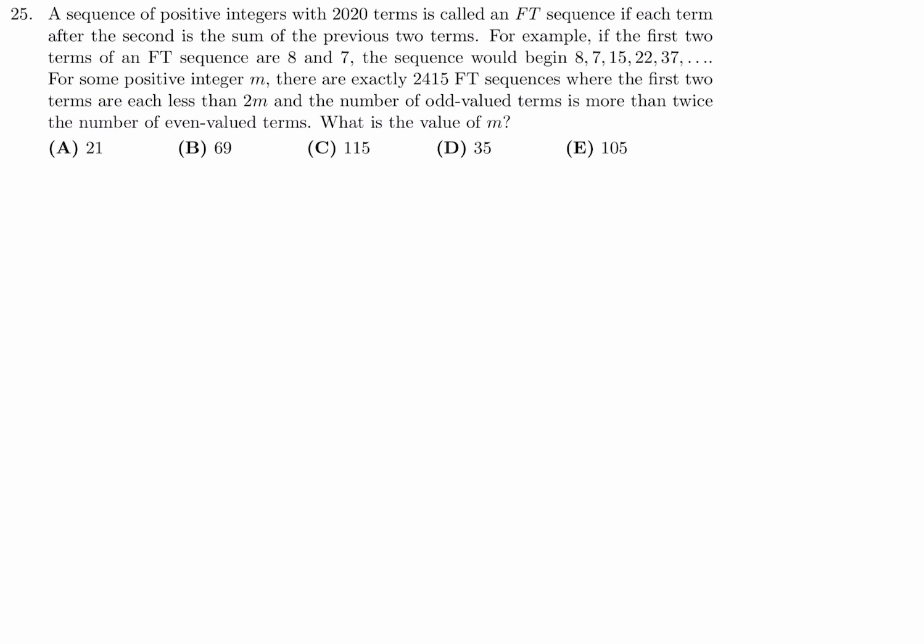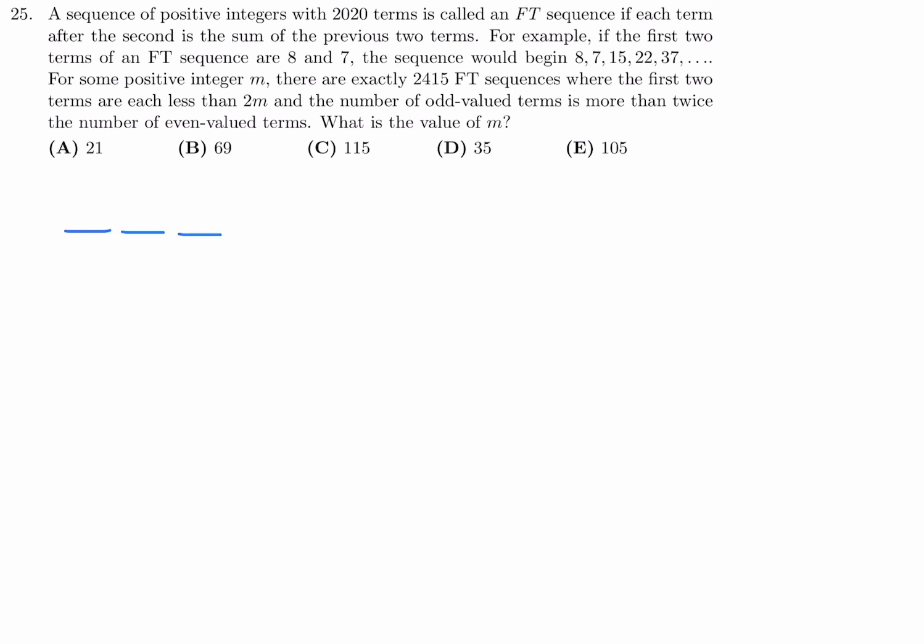A sequence of positive integers with 20 terms is called an FT sequence if each term after the second is the sum of the previous 2 terms. For example, if the first 2 terms of an FT sequence are 8 and 7, the sequence would begin 8, 7, 15, 22, 37, and so on. For some positive integer m, there are exactly 2,415 FT sequences where the first 2 terms are each less than 2m, and the number of odd valued terms is more than twice the number of even valued terms. What is the value of m?